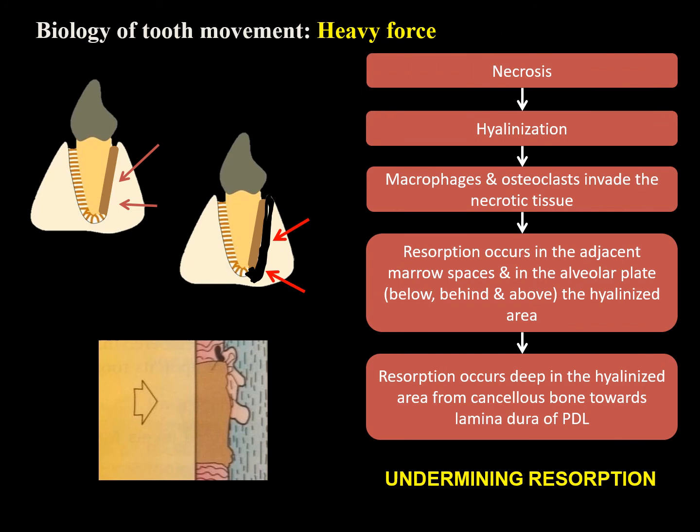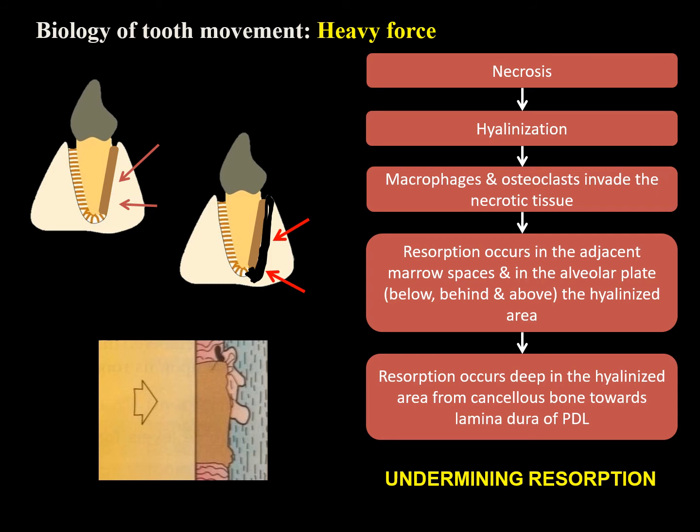So once the necrosed tissue is cleared, there will be resorption occurring in the adjacent marrow spaces and also in the adjacent alveolar plate, which is followed by resorption occurring in the deep areas of the hyalinized area, stretching from the cancellous bone towards the lamina dura of the periodontal ligament. So this kind of resorption is known as undermining resorption.